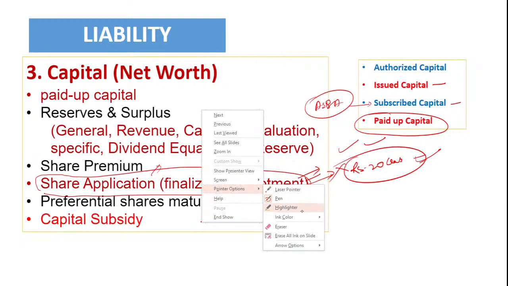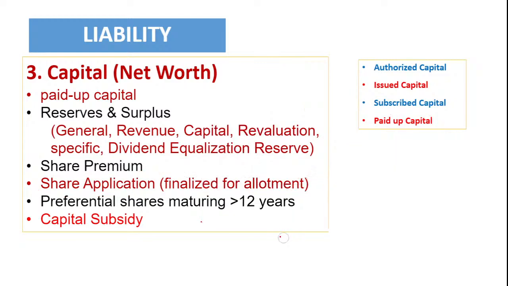Finalized for allotment means the company is now going to issue the share against that application. Okay, and preference share, as I said, some banks treat it as part of net worth if it is more than 12 years. It depends bank to bank, industry to industry. Suppose the loan period is 10 years and the preference share value is for 12 years, meaning it is going to mature only after 12 years. In that case you can treat the preference share as part of net worth.